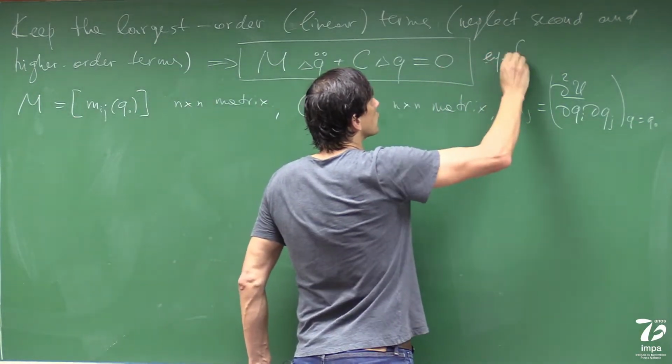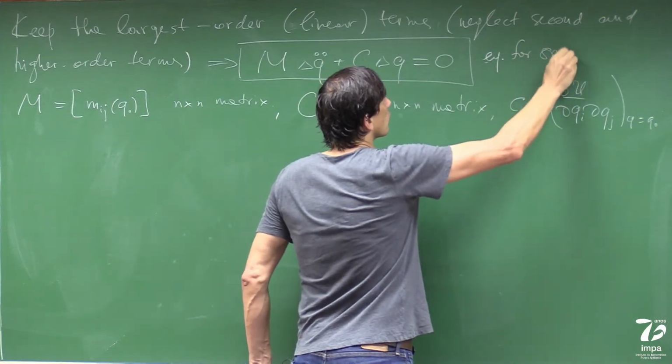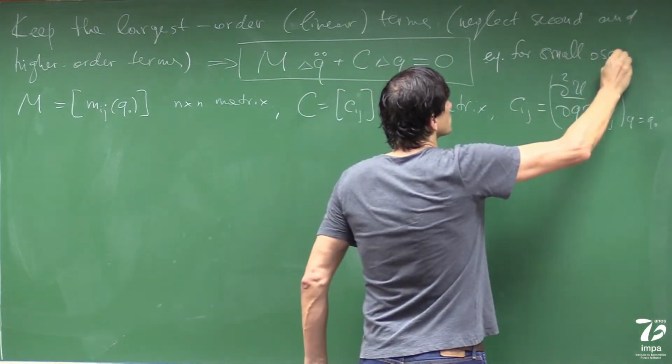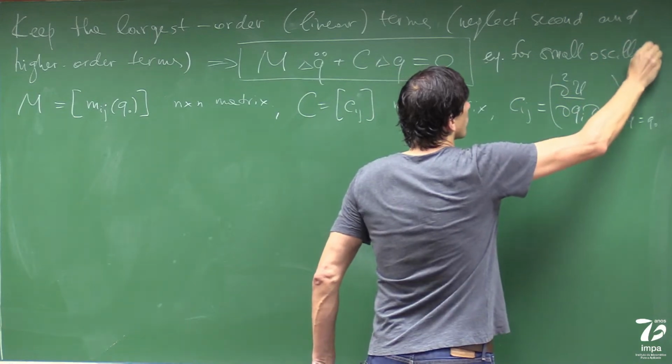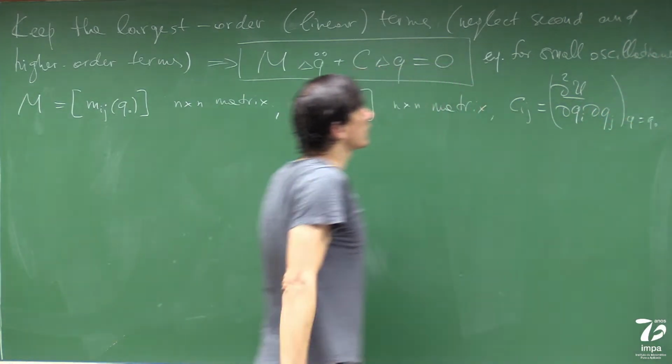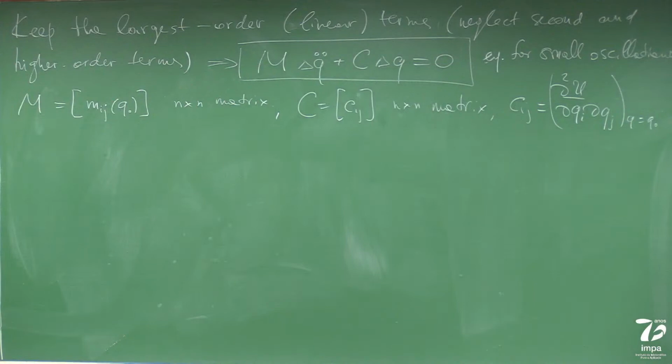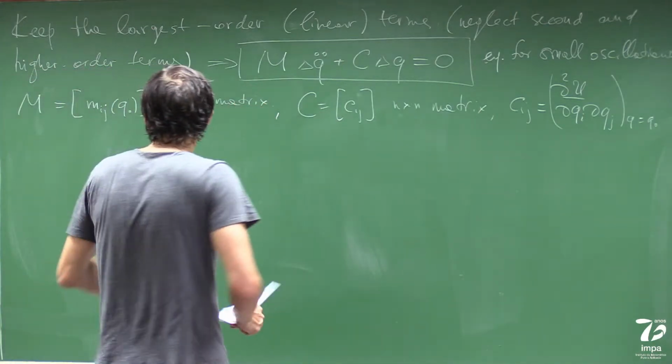Equation for small oscillations. It's only valid as long as delta q, its derivatives, velocities and accelerations are small. Velocities do not even appear, as you can see. We only have coordinates and accelerations. Okay, so we need to solve this equation.